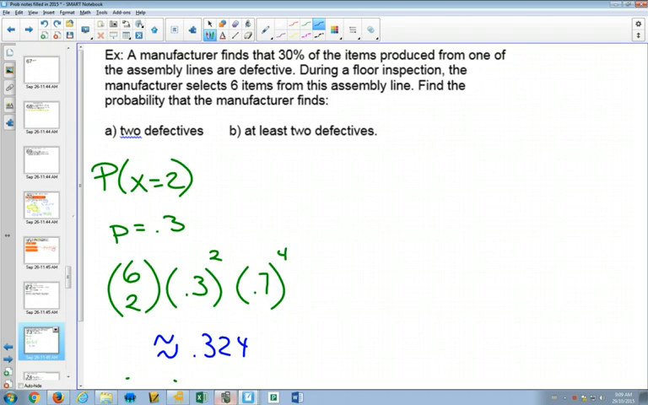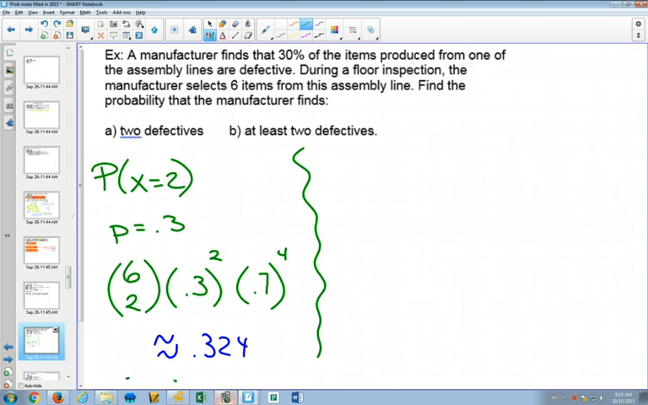Now in part B here, they say at least 2 are defective. So we could do cases. We could do this formula, 6 choose 2, because that would be 2 defective. Then we could figure out 6 choose 3, because that would be 3 defective. Then 6 choose 4, 6 choose 5, and 6 choose 6. There would be 5 different cases. You could find them all out individually with that formula and add them all up.